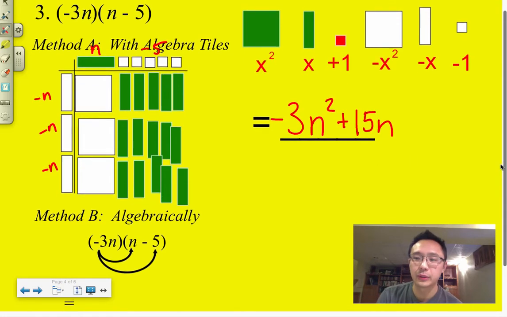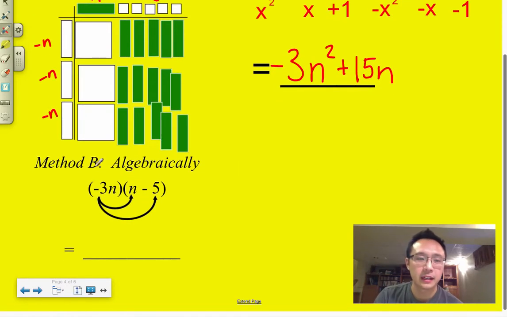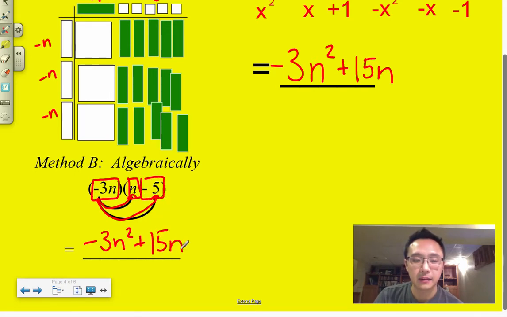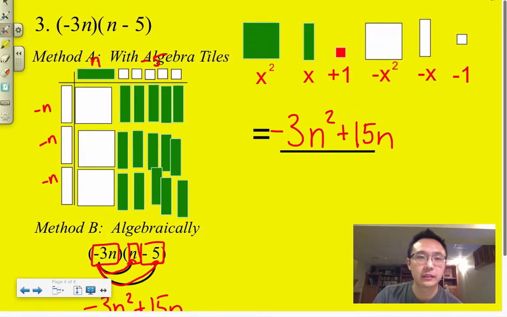So let's look at if we were to do this algebraically without algebra tiles. So here's the method. Distribute. First one to the first one to the last one. So negative 3n times n. So that's negative 3n squared. Negative 3 times negative 5 is positive 15n. Okay, so make sure you can understand the difference between these two. If I am going too fast, you can always pause the video and just go back. Okay, you don't have to listen to me and follow along the whole way.